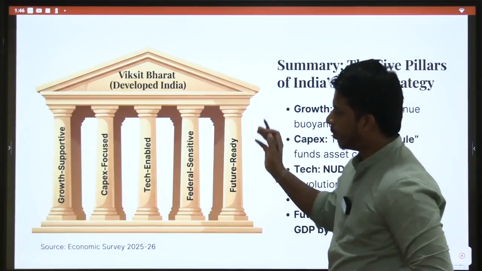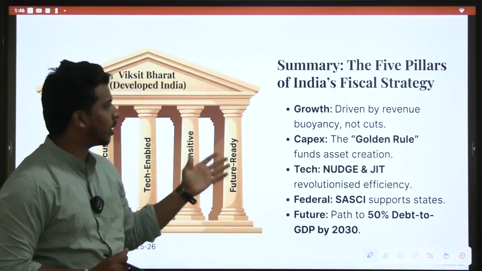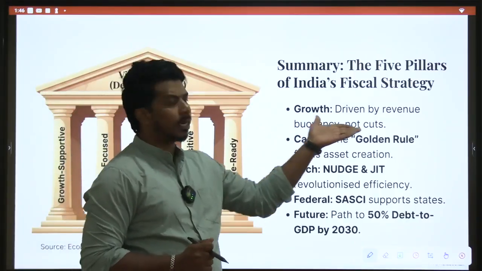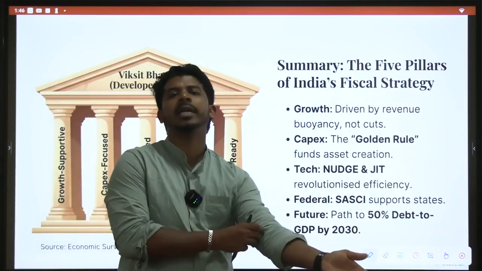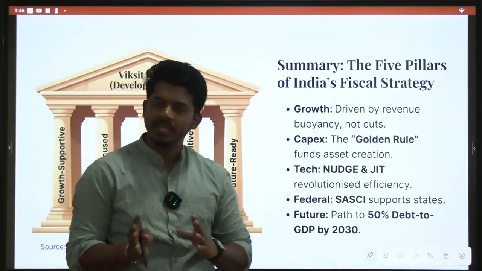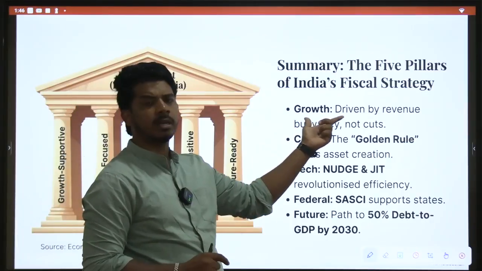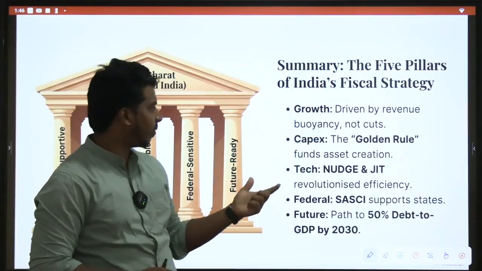So we are focusing on 5 pillars. You can see here it is mostly factual, which we have already seen. So we are increasing the revenue. We are not reducing any expenditure unfairly. We are not cutting benefits of anyone. We are assuring all the minimum expenditure. We are focusing on growth by increasing the revenues.